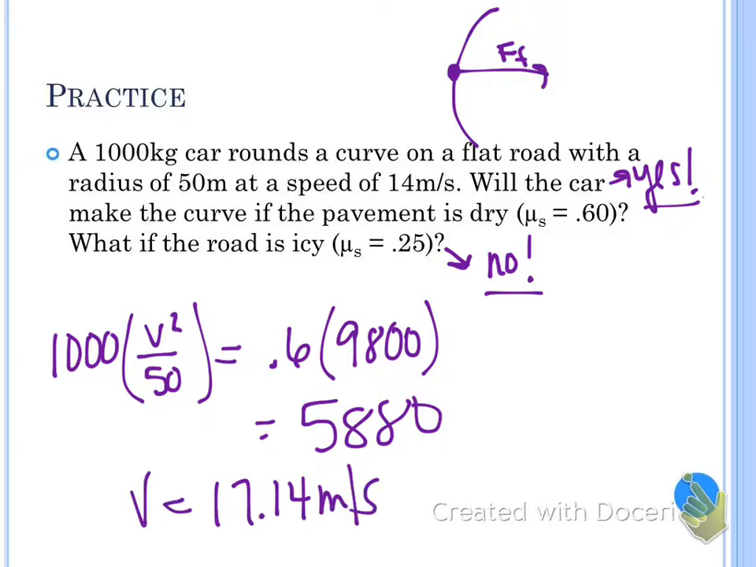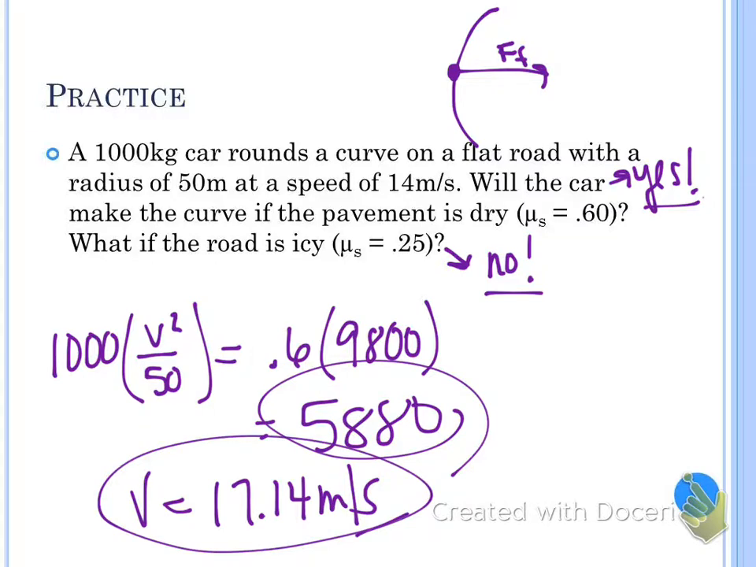Okay, so that tells us that if we were going to use 5880 worth of centripetal force, or if it was going to be equal, I could go 17 meters per second. But am I going that fast? No, I'm going slower than that, which means I'm going to be good to go. If this would have come out to 12 meters per second, that would have told me I'm already going too fast, so I'm not going to make it. Right? Does that make sense? Okay.